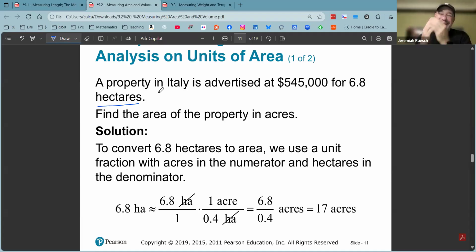I think I was saying hectares. Oh my gosh, that's funny. Hectares, sorry. So 6.8 hectares. So find the area of the property in acres.